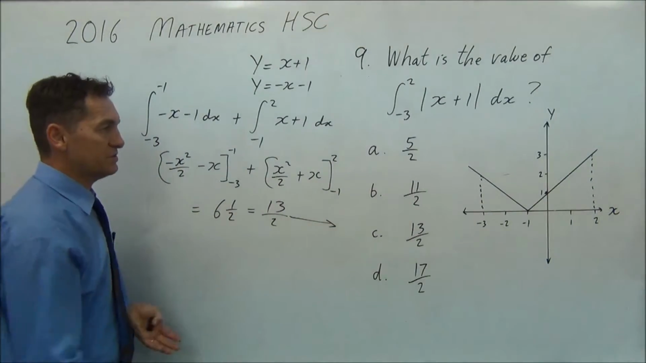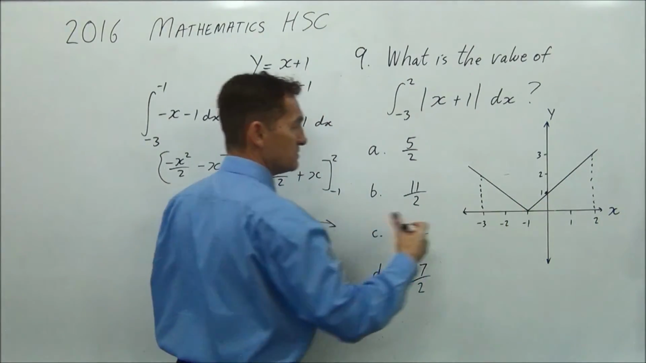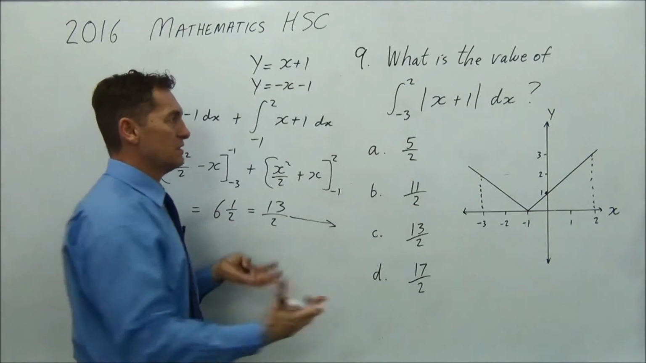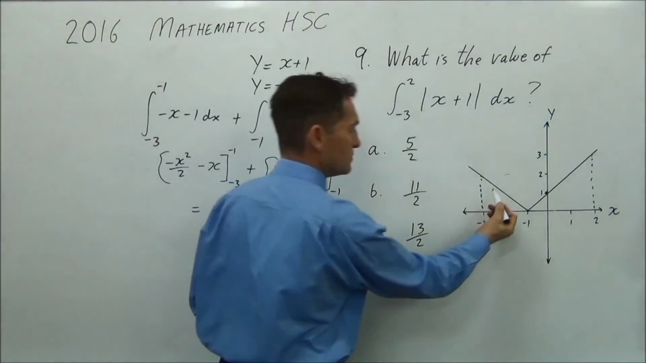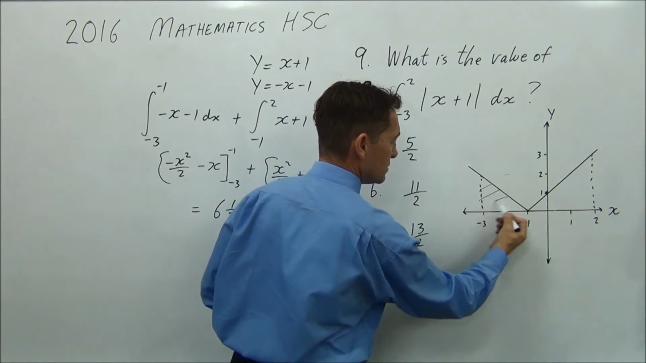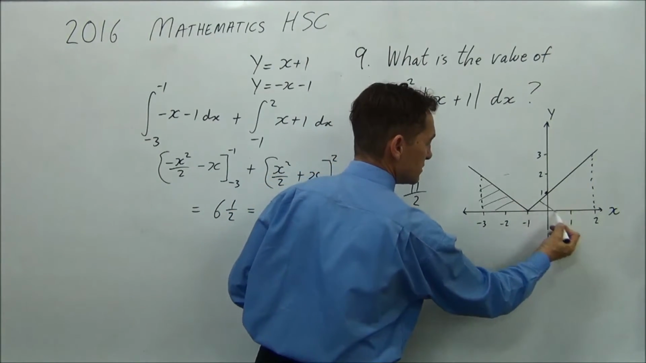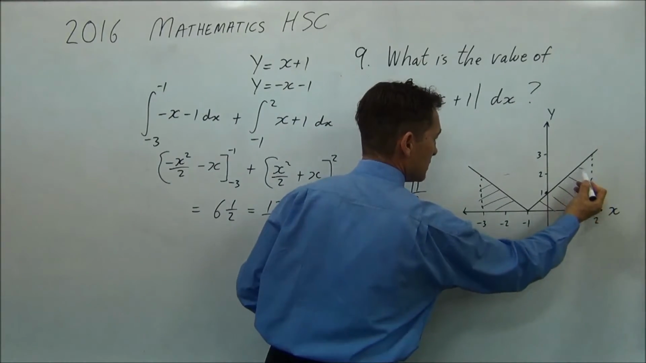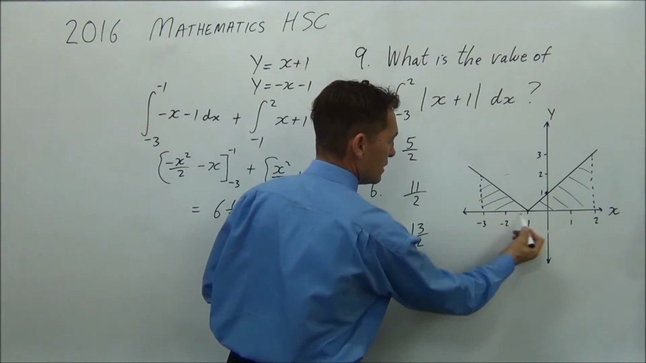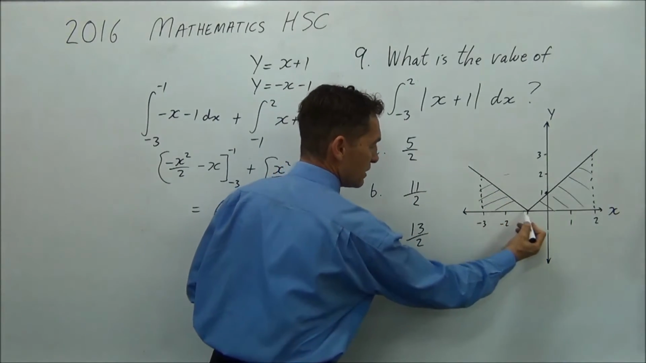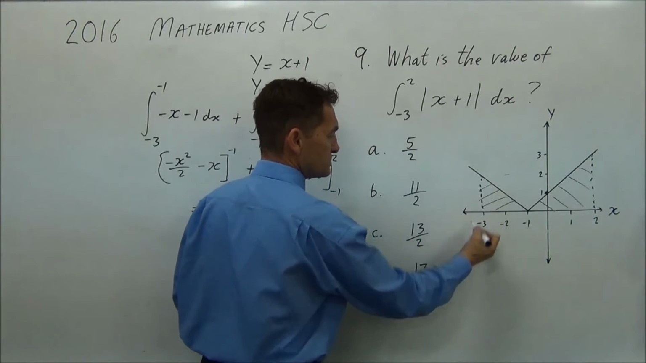But there's a quicker way to do it. Having drawn this, what you need to realise, or just remember, is the integral is the area under the curve. So we just want this area plus this area. And look at that, they're both triangles. So you should be able to go half the base times the height. Well, half of 2 is 1, times 2 is 2.